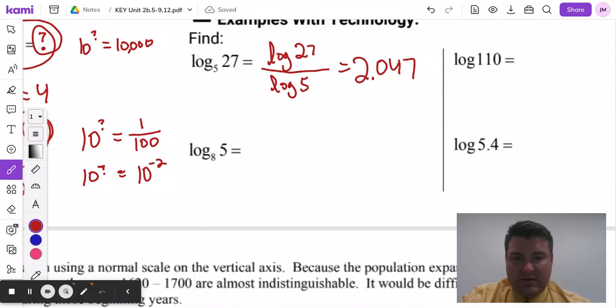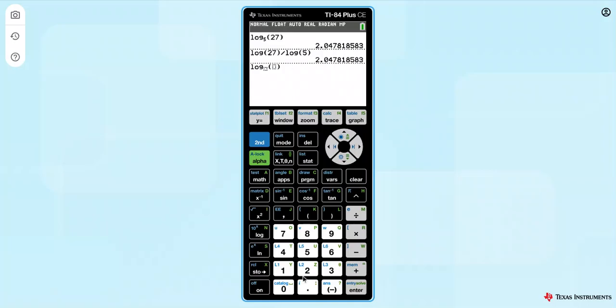Oh, I'll share this tab. Log base, was it 8? Was it 5? It's 8. Log base 8 of 5. I got 0.773. I truncate.